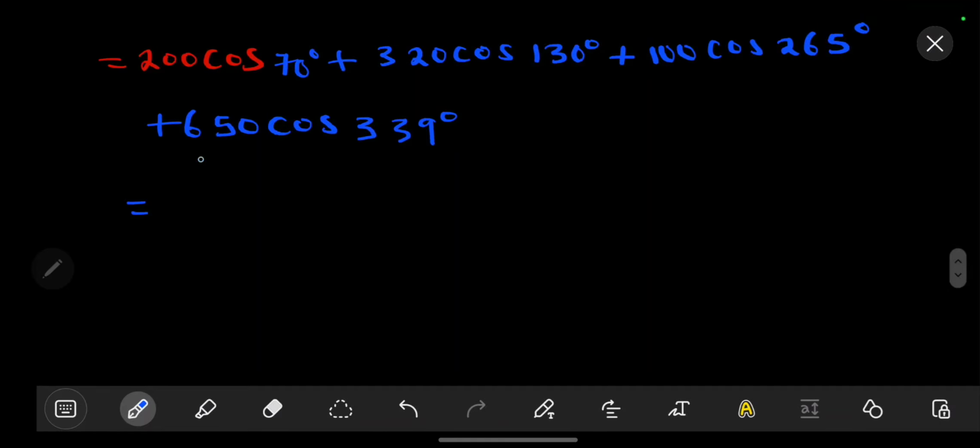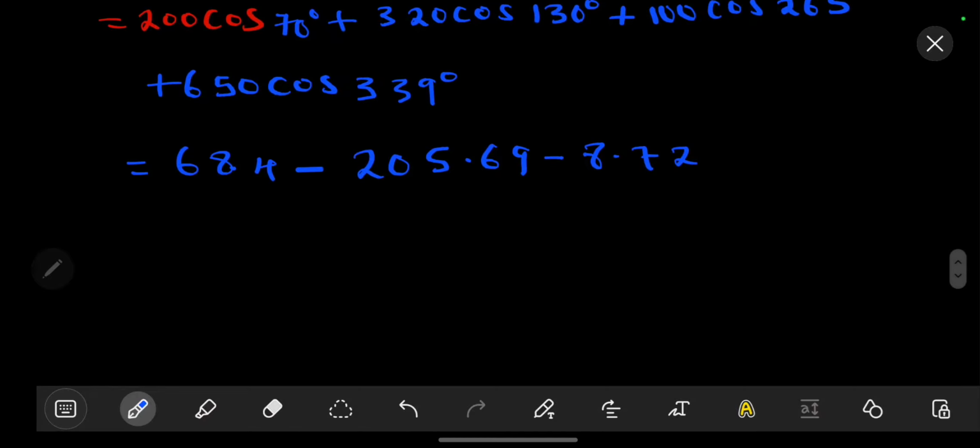So our 200 cosine of 70 degrees will give us 68.4. Then we add it. Then when we enter our 320 cosine of 130, it should be equal to 205. In fact, it's giving us a negative, so we are going to say negative 205.69. When we enter our 100 cosine of 265, this one is giving us a negative 8.772.